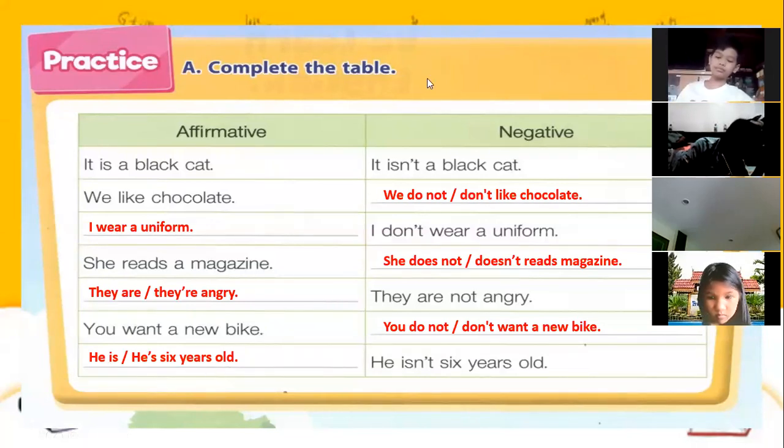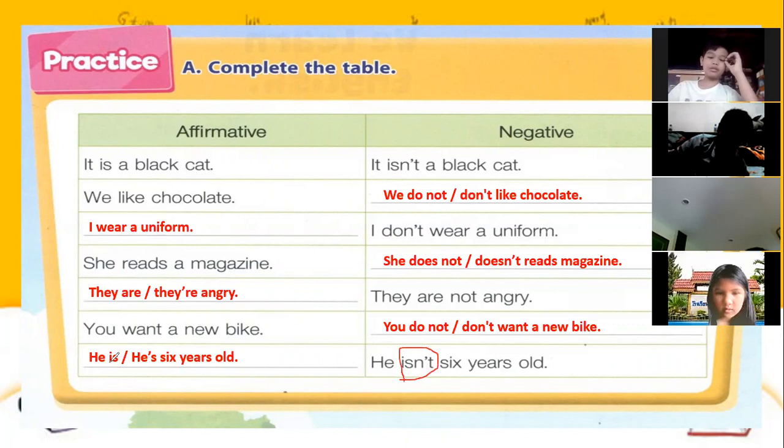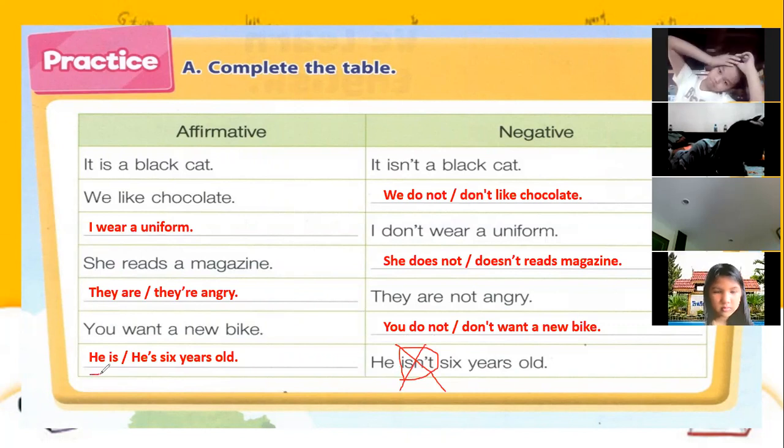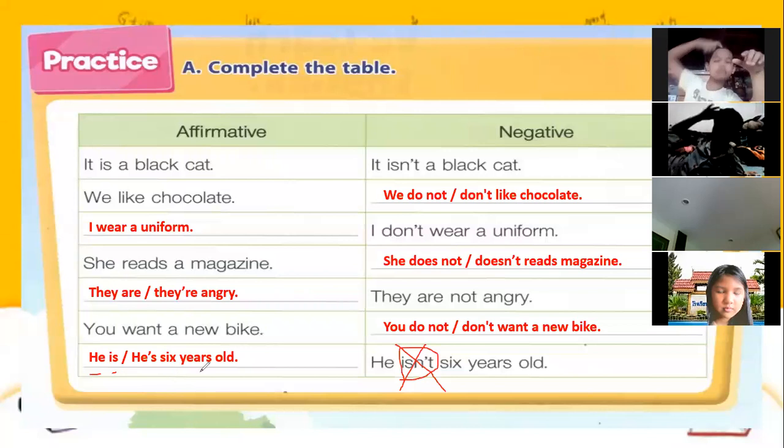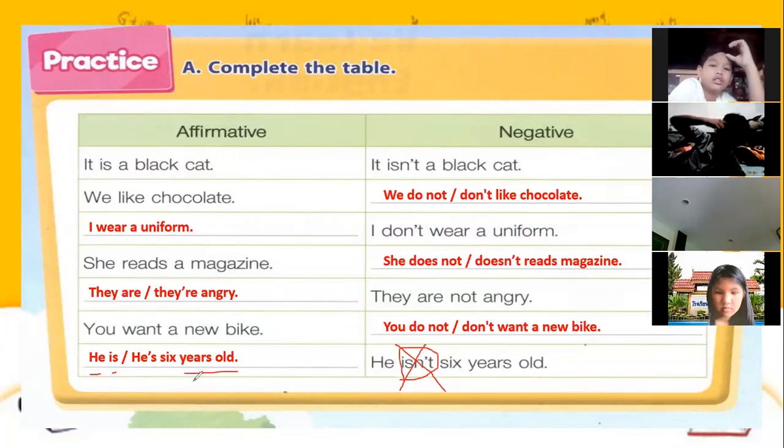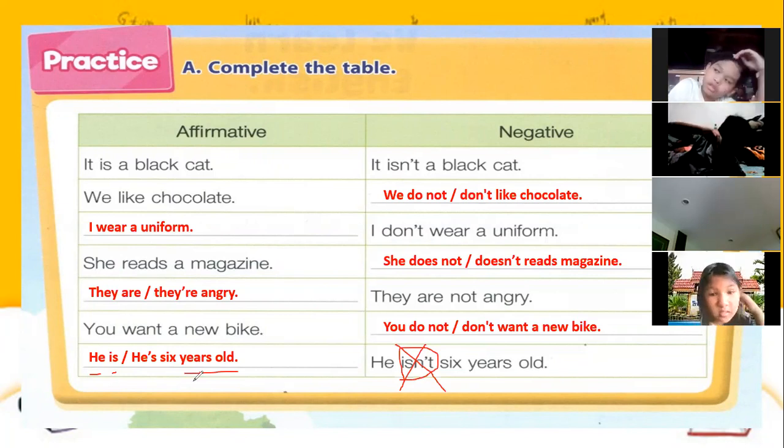So here in the negative sentence, we have isn't. In the affirmative, we are going to remove isn't, and we have the subject he, the auxiliary verb, and 6 years old. So that is the positive sentence, affirmative.